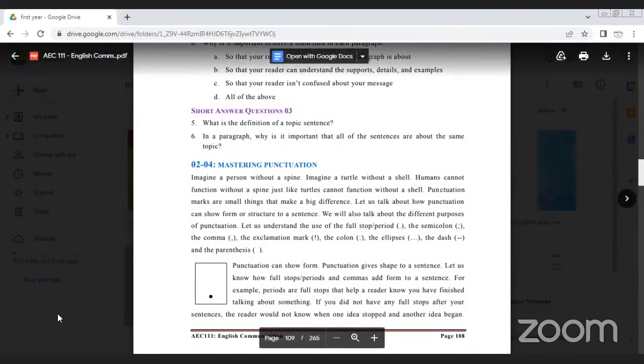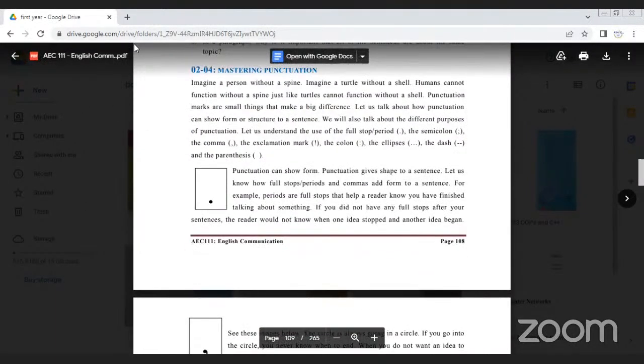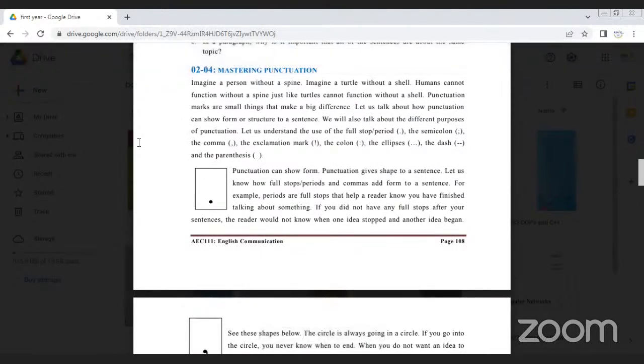Then let's see mastering punctuation. How to give punctuation marks in a sentence. Imagine a person without a spine. Imagine a turtle without a shell. Humans cannot function without a spine, just like a turtle cannot function without a shell. Punctuation marks are small things that make a big difference.